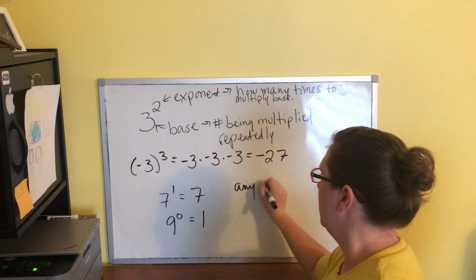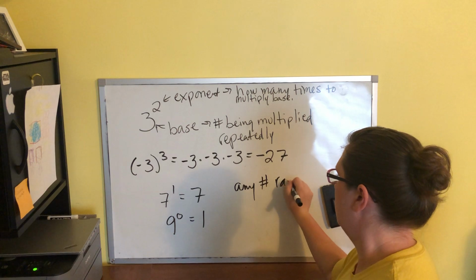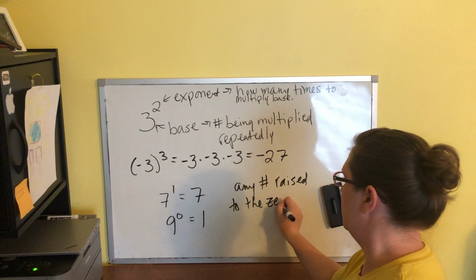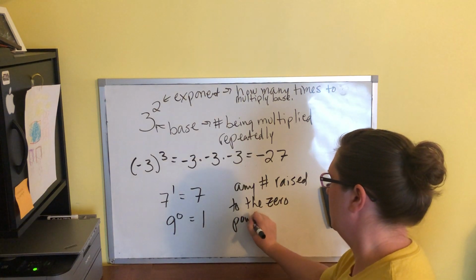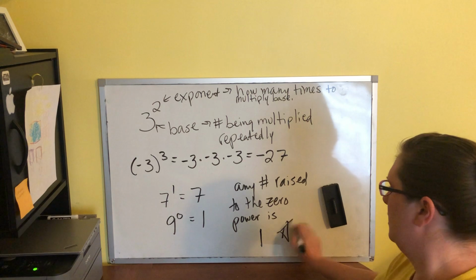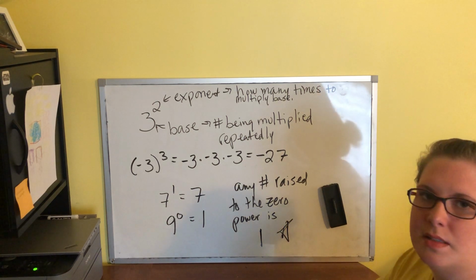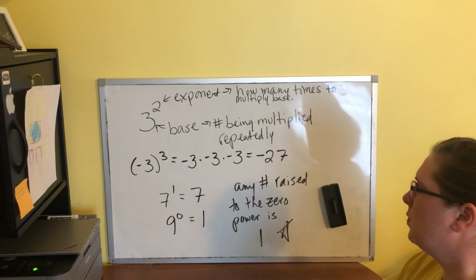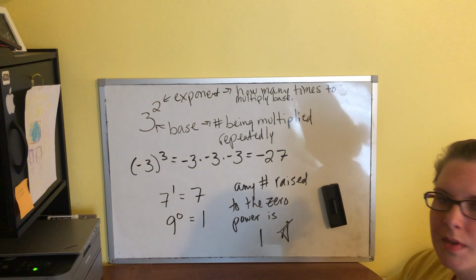So, any number raised to the 0 power is 1. This is important. Do not miss this on your test or your homework, okay? It's very easy. Any number raised to the 0 power is 1.